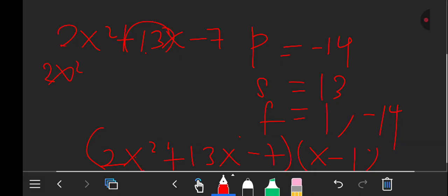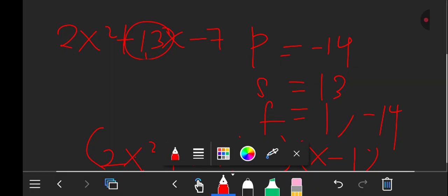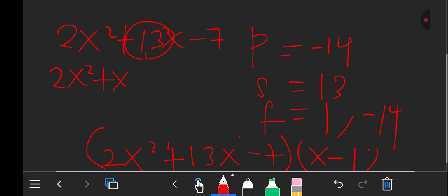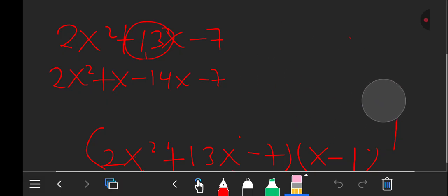So you say 2x squared, then plus x minus 14x minus 7, like that. Remember we have another factor which we got to be x minus 1.